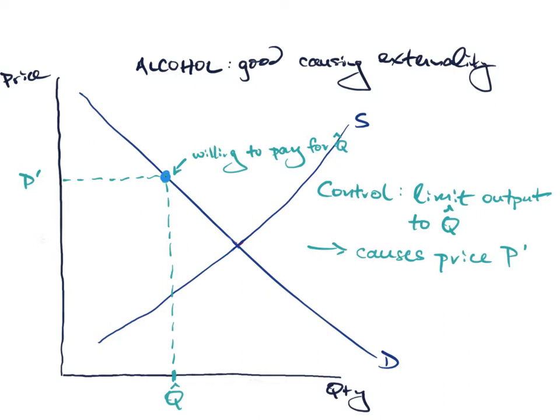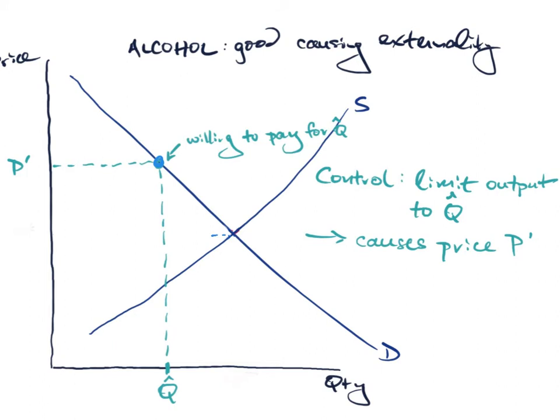The price in equilibrium would have been this point right here, P star, across from the market equilibrium. However, the quota drives the price up.